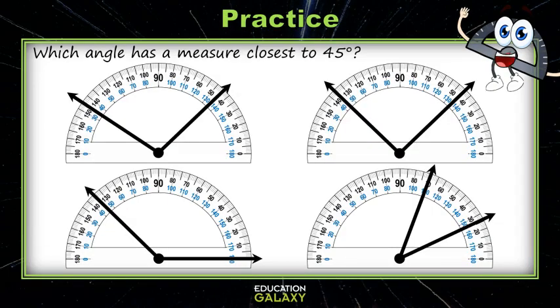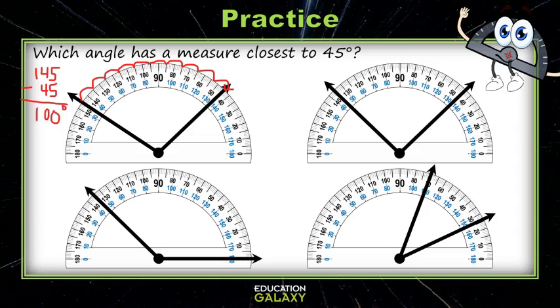Let's try another. Which angle has a measure closest to 45 degrees? Let's look at the answer choices. Many of these answer choices don't have the protractor lined up correctly, so we'll have to make some calculations. We'll use the outside scale to measure. For the first answer choice, we want to measure how many degrees are between the two rays. The two rays are at 145 degrees and 45 degrees. So to calculate, we would do 145 minus 45. That gives us 100 degrees.